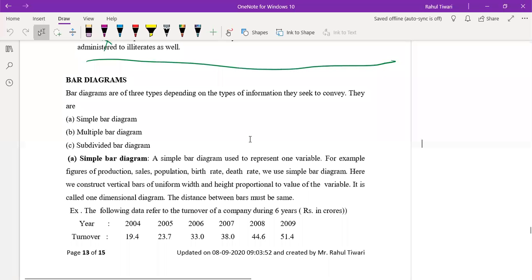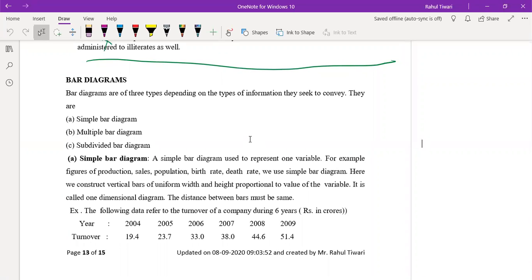Yes. So the very simple and conceptual diagram is a bar diagram, and that bar diagram consists of three types, usually three types. Otherwise, it has many types, but mainly we are discussing three types.